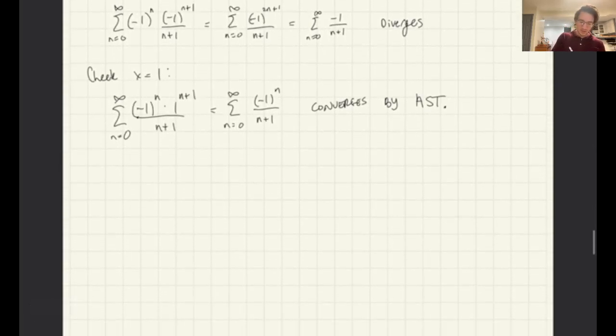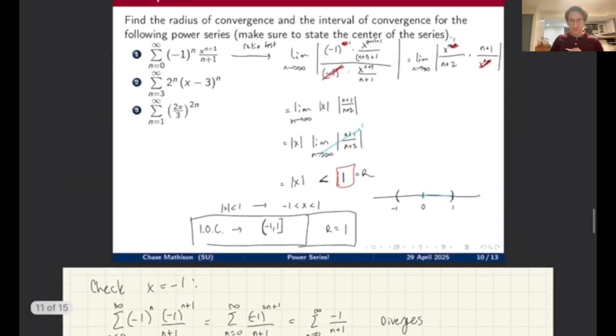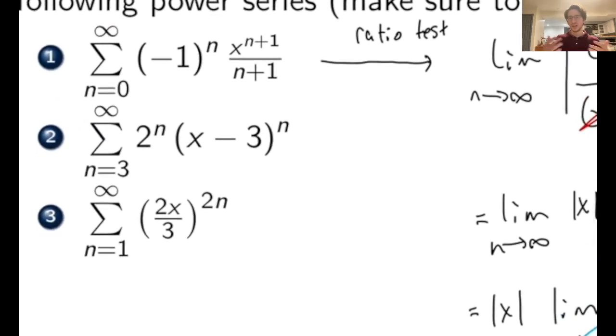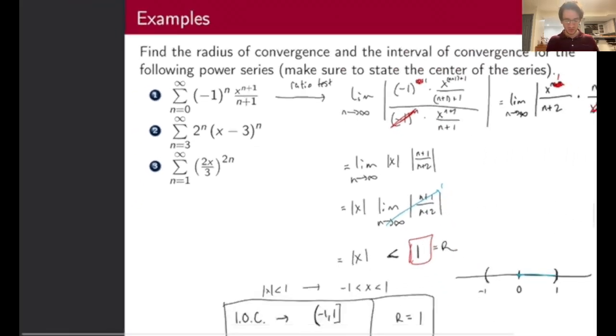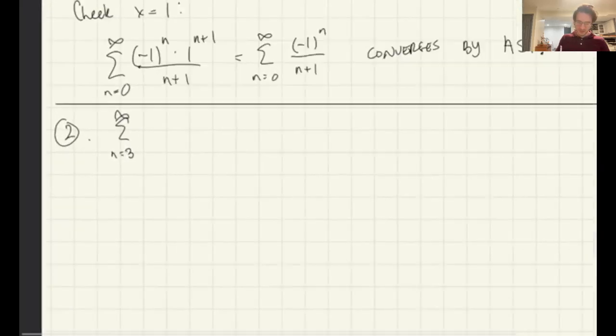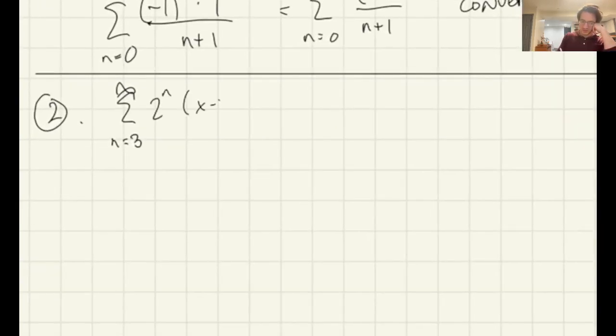Okay, so hopefully you paused and tried that. Number 2, I'm going to use the ratio test. If you use the root test, that's also fine. Actually, this is one of the few times where I would say root test is better. But everyone loves the ratio test, so I'm going to use the ratio test. Okay, so we're looking at the sum n equals 3 to infinity of 2 to the n times x minus 3 to the n. This is a power series centered at 3. Okay, that's something to keep in mind.